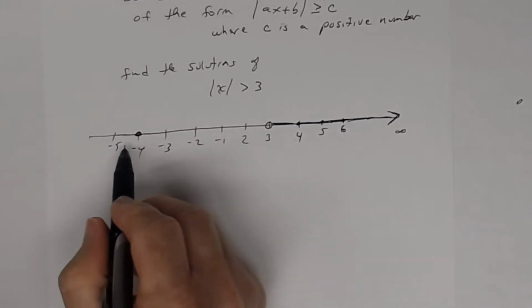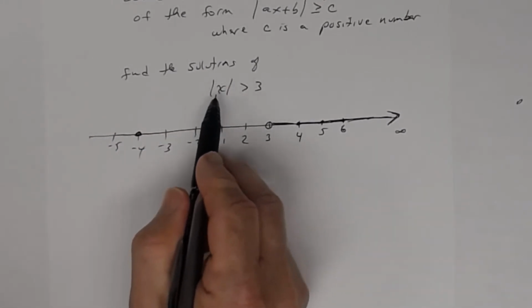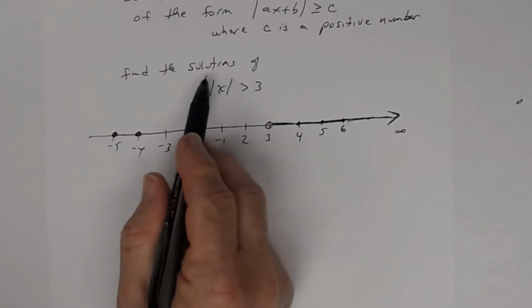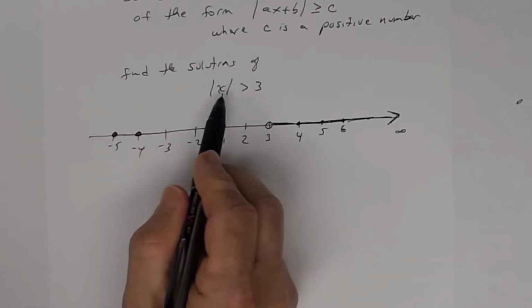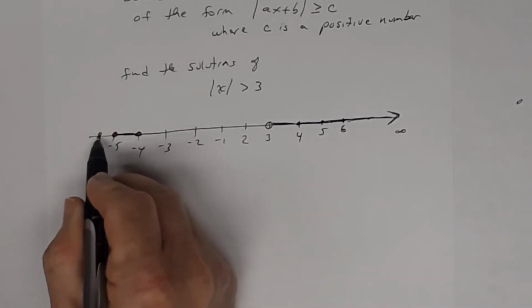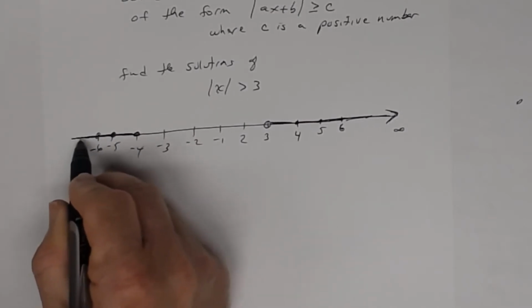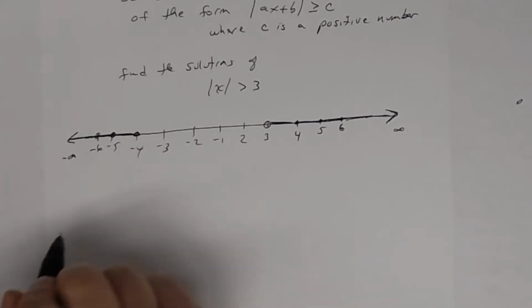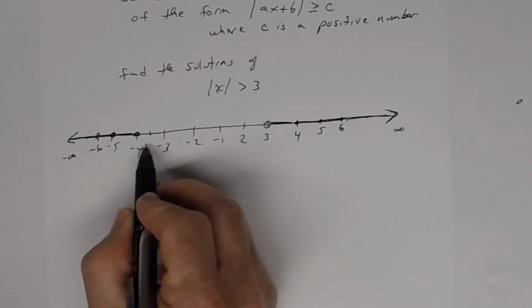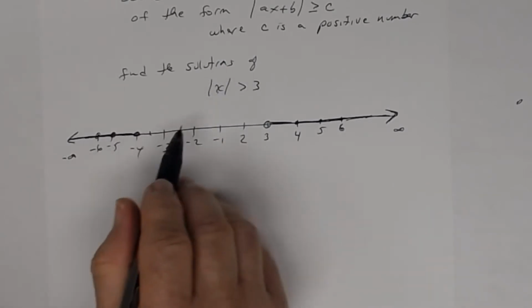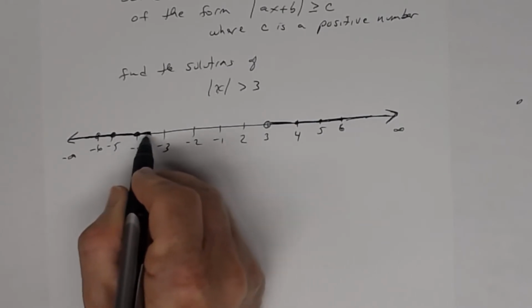What about -5? The absolute value of -5 is 5, and is 5 greater than 3? Yes. That's a solution. What about -4.5? The absolute value of -4.5 is 4.5, and is 4.5 greater than 3? The answer is yes. So I'll shade that in. What about -6? Same thing. In fact, any number less than -4 is a solution as well, and that's pointing towards that idea of negative infinity. But let's come back around here. Is negative 3.5 a solution? The absolute value of negative 3.5 is 3.5, and 3.5 is greater than 3, so it is a solution. So all these are solutions as well.